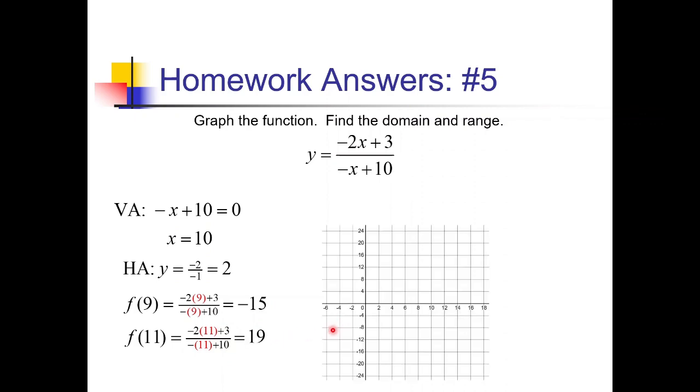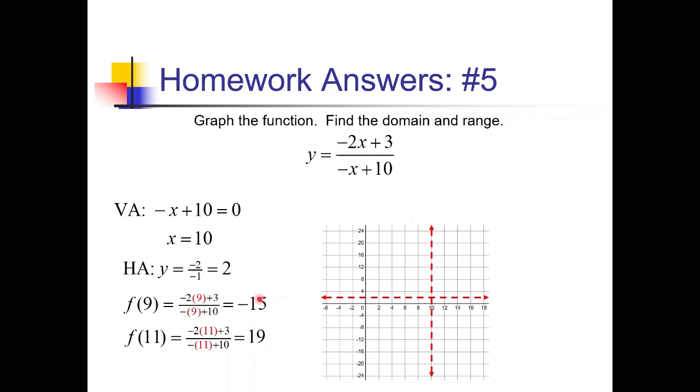Graphing all this out, I'm going to make my x grid lines go by 2's so that I can fit this x equals 10 vertical asymptote. And I've got some big numbers for my y values, so I'm going to make those go by 4's to be able to fit all those. For my horizontal asymptote, I've got y equals 2 right here. Next, let me graph my points.